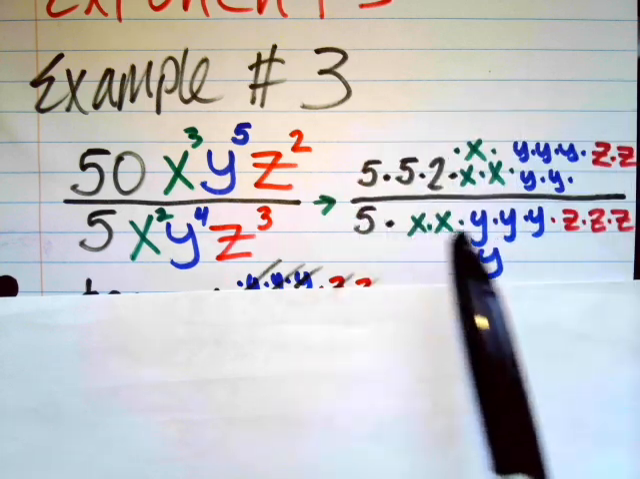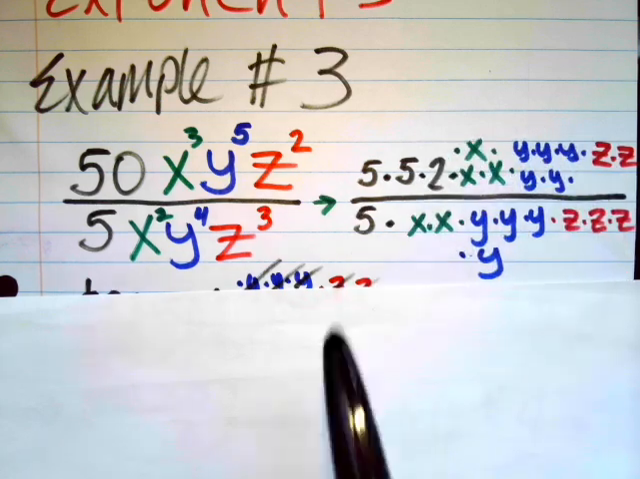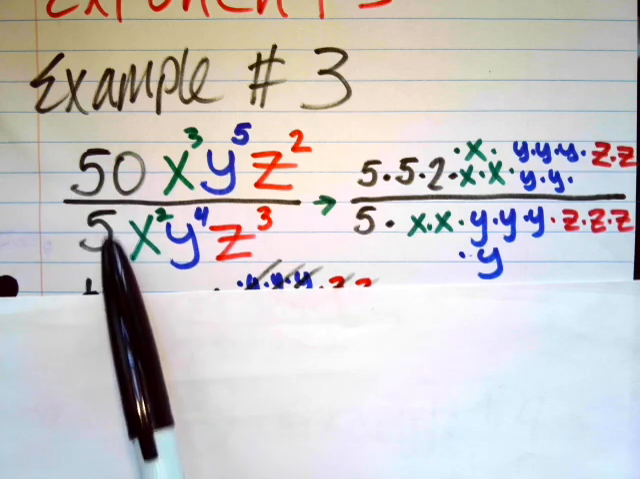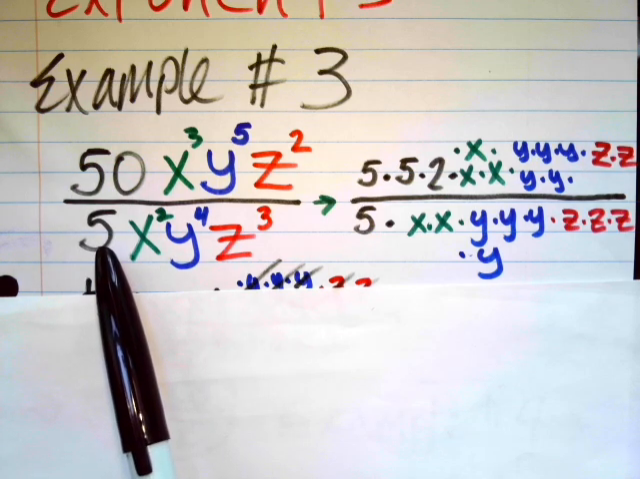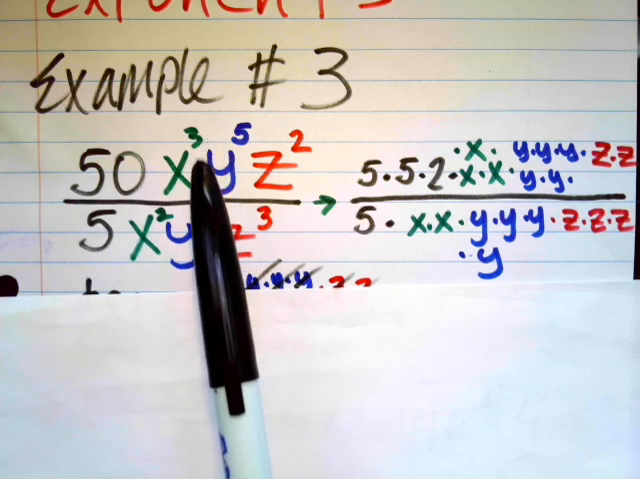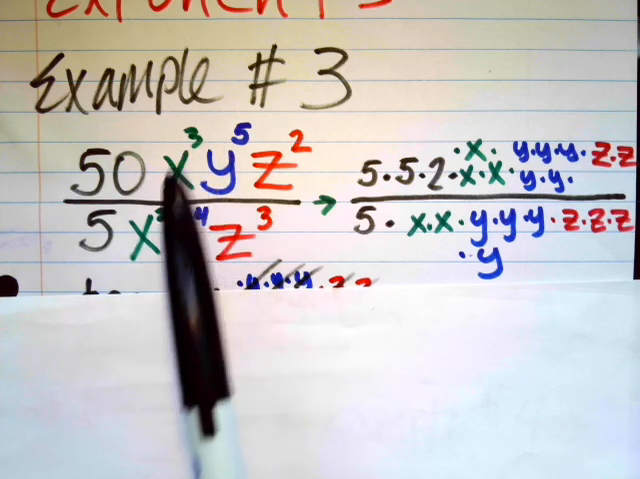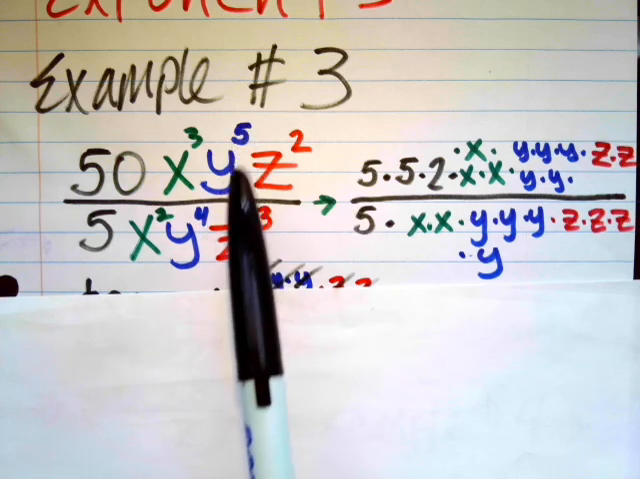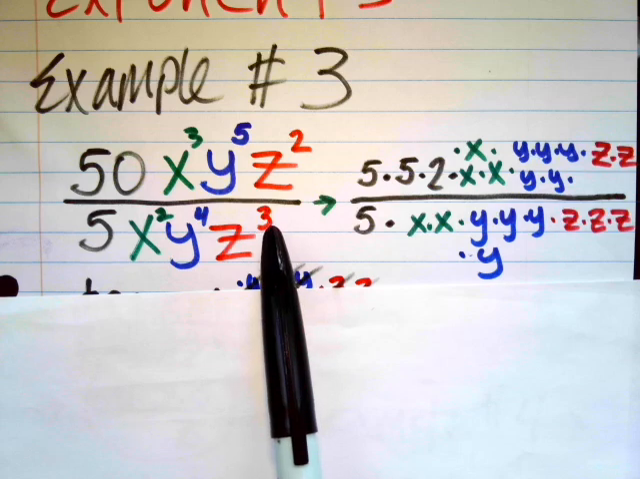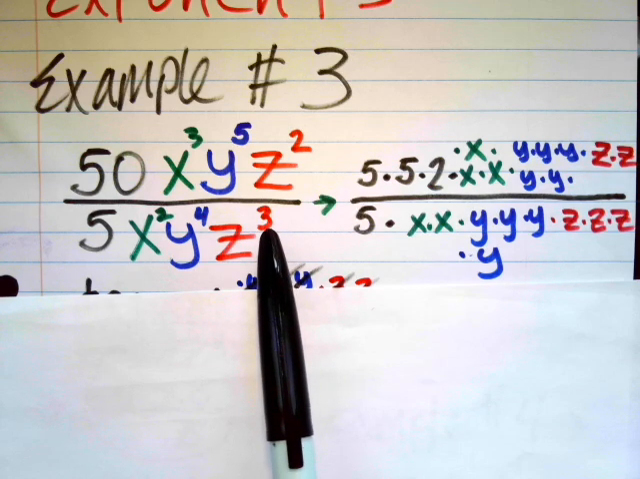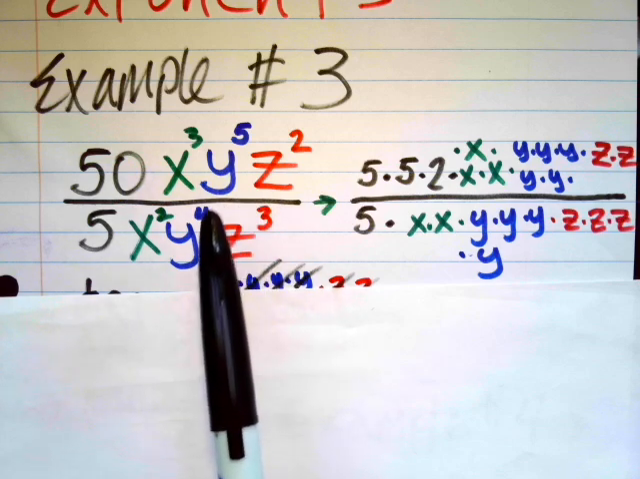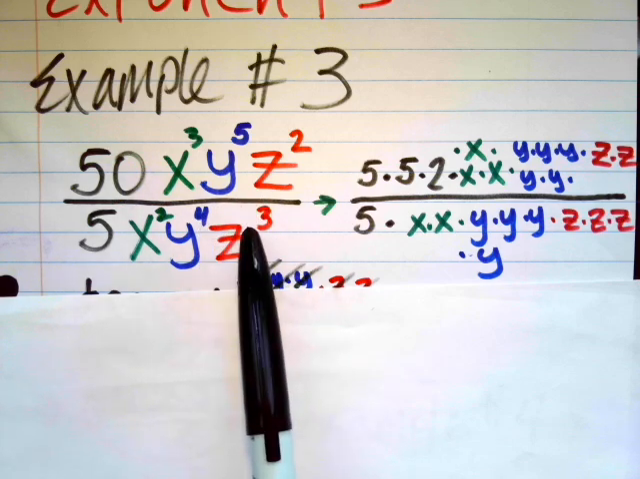Now you don't have to use the expanded form like I'm showing you. You can simply divide 50 by 5, which is 10, right? You can subtract 2 from 3, which is x to the first power. 5 minus 4, which is y to the first power. And 2 minus 3, which gives you a negative 1. That means that 1z would stay in the denominator's place.